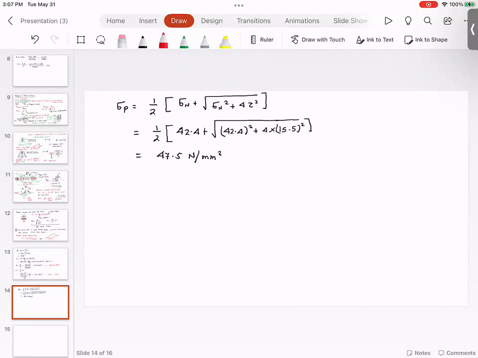Now, I want to solve one more problem, a simple problem, before we actually start working out a design problem. Any questions in this problem? Everyone good so far with the calculations? Online students, any question?